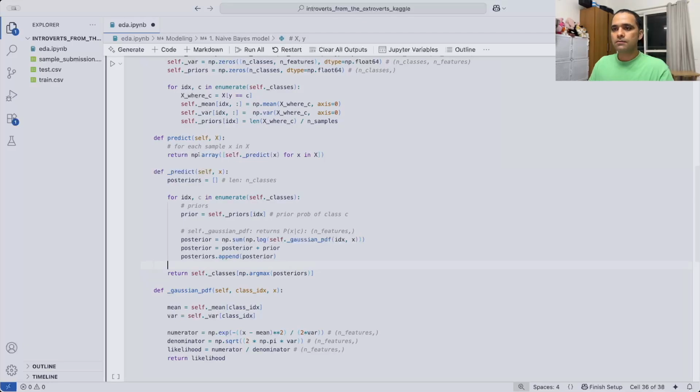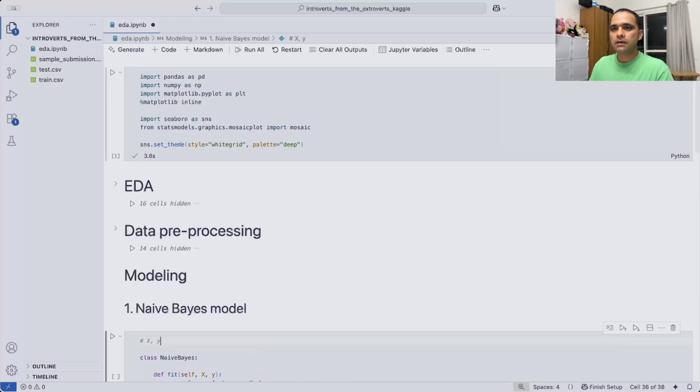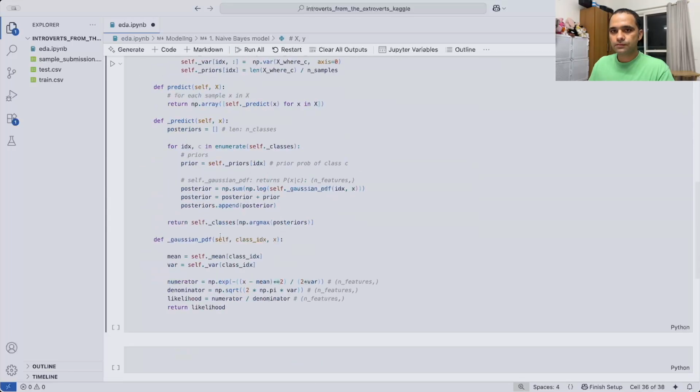So that's how, for a particular example, we'll return a class. This will become an array of the length of this capital X. Yeah, so this is all in the code of base NaiveBayes. In the next video, while starting the next video, I'll show you the results after running this algorithm on this particular data. Thank you.